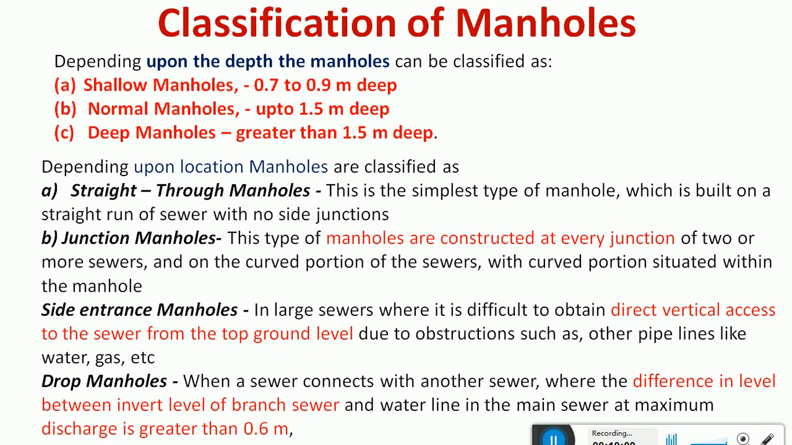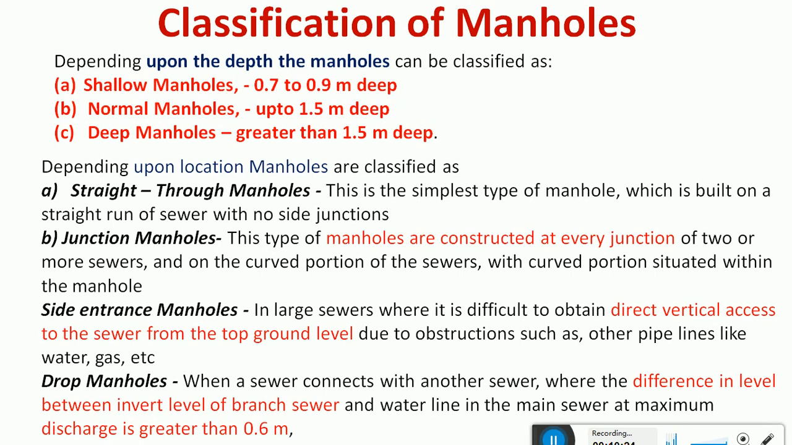That is, you will have one sewer line coming from the x direction and one more sewer line coming perpendicular to the x direction. That is called a junction, or a T type of formation. Wherever you find that in a layout, that position we call a junction. Or else you may have a curved portion. In that case, we can call that manhole a junction manhole.